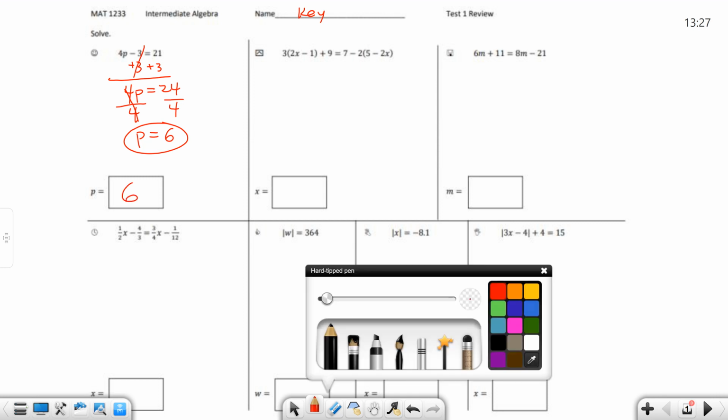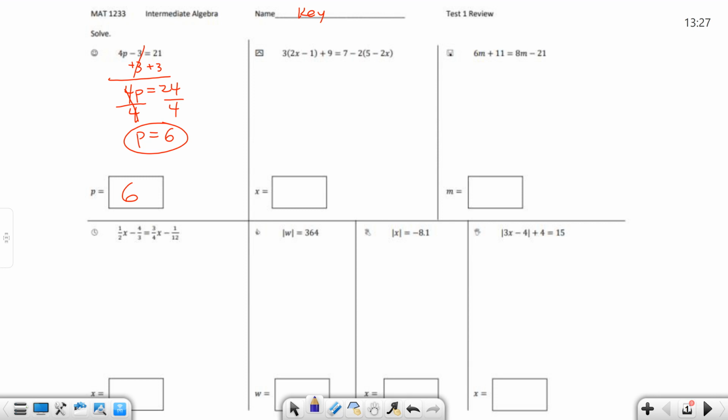Your test will have answer boxes on it. You will need to put your answers in the answer box. You'll need to use pencils only, no pens.